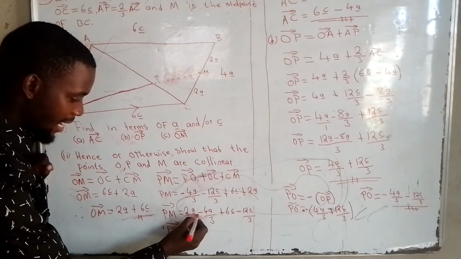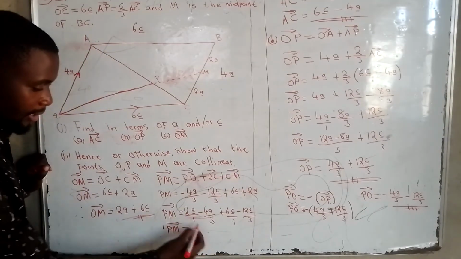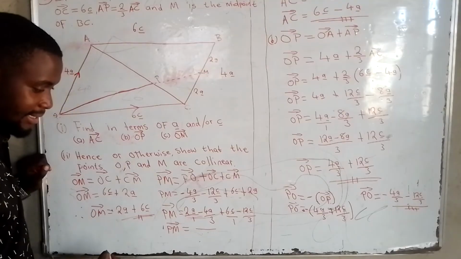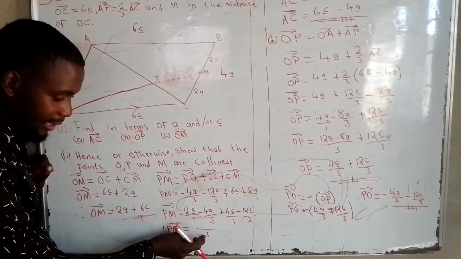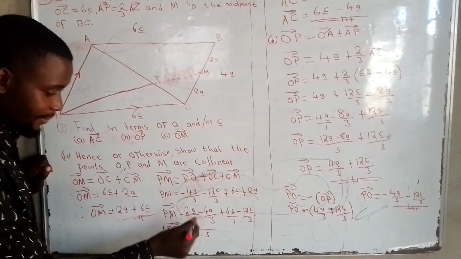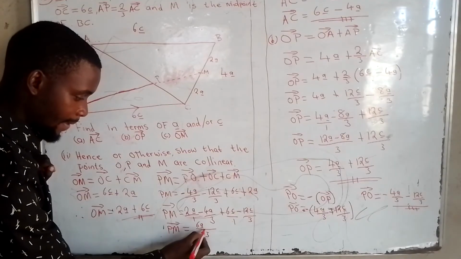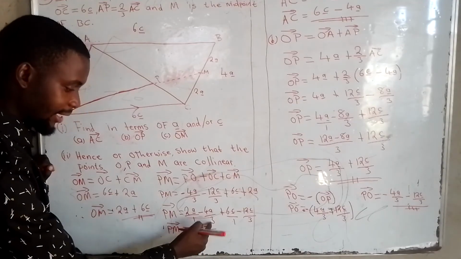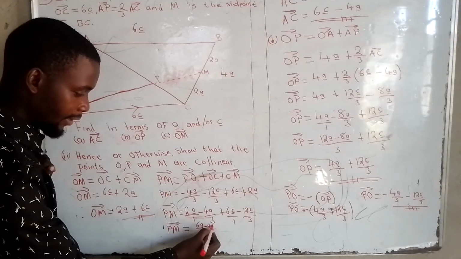PM is equal to, we balance the fraction. What is the common denominator here? The common denominator is 3. 1 into 3, it is 3. 3 times 2, that is 6. So we say 6 vector A, then minus 3 into 3 that is 1, 1 times 4 vector A, that is 4 vector A.